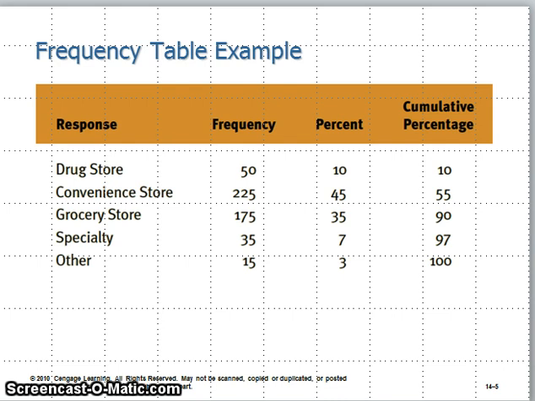Let's take a look here. We're back to the beer sales example. Basically the question is probably, where do you generally purchase your beer? Responses: I purchase in a drugstore, a convenience store, grocery store, specialty store, or other. The number of times people answer drugstore is 50. The number of times they answer convenience store is 225, 175 for grocery store, 35 for specialty, and 15 for other. You see the percentage in the second column, and then the cumulative percentage in the right column as well.